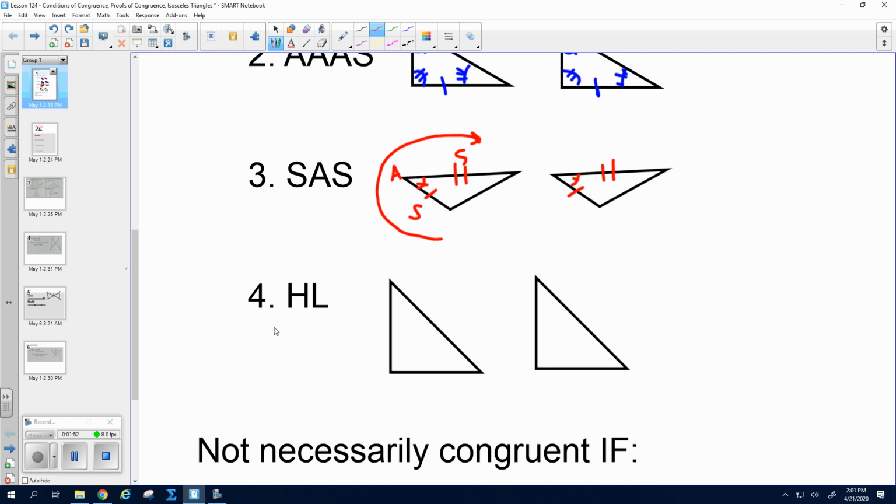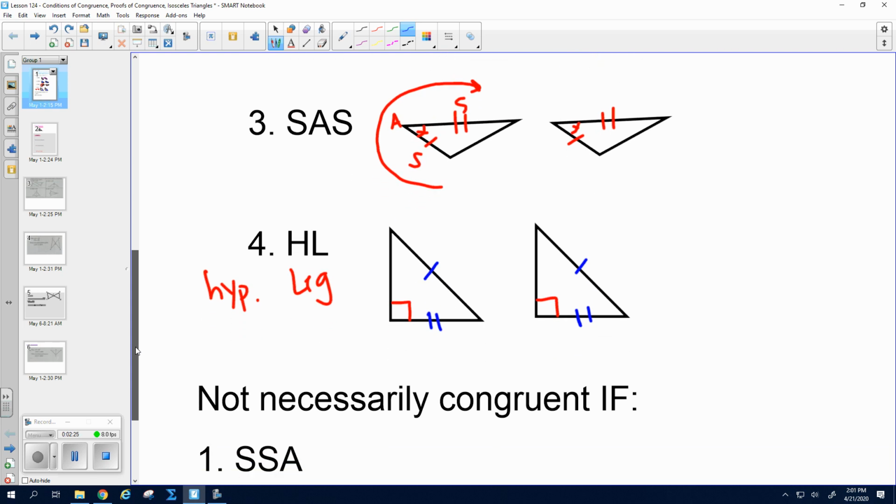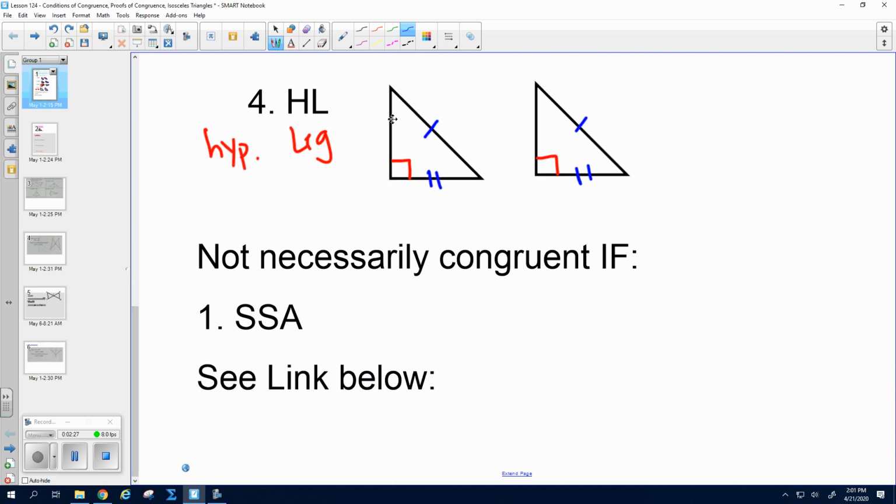And the last one is HL. HL stands for hypotenuse leg. This only works with right triangles, okay? So the first thing you have to prove is that you have right triangles. And then all you need is the hypotenuse is congruent and one leg is congruent. All right, and then you have HL. So as soon as you see a right triangle, check for HL, but it may not be HL. It could be side, angle, side, or some other triangle property, okay?